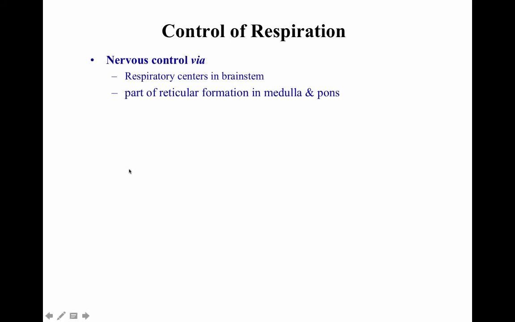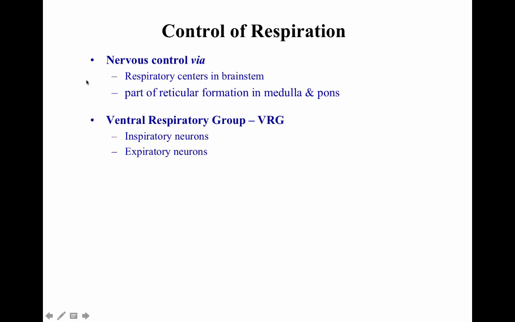The control of respiration, then, how we're controlling all of this from a neural level, is that we have nervous control via respiratory centers in the brainstem, part of the reticular formation in the medulla and pons, and we have a ventral respiratory group, the VRG, which have inspiratory neurons and expiratory neurons, so neurons committed to bringing air in and pushing air out, and these cycle on and off as needed, which gives us our cyclical breathing pattern.